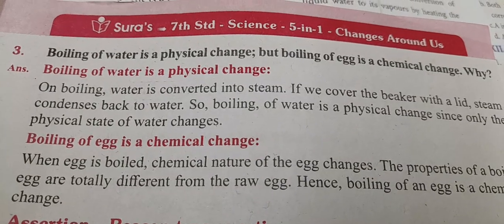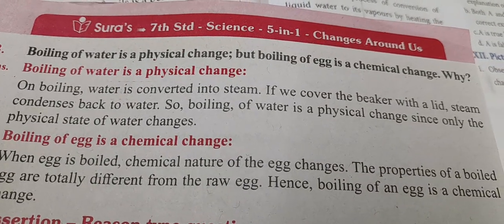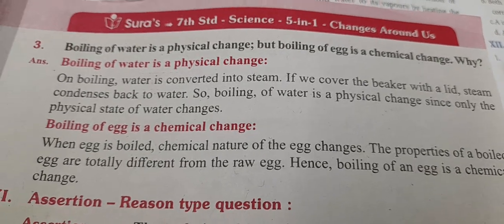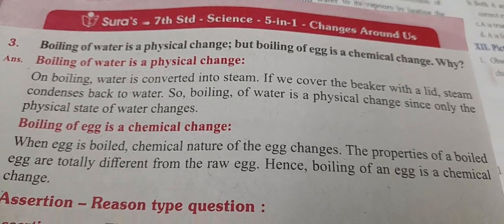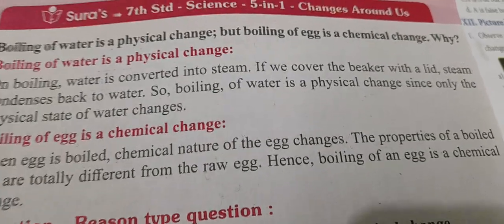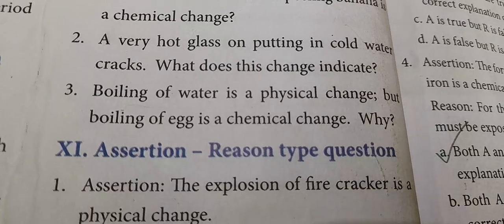Boiling of an egg is a chemical change. When an egg is boiled, the chemical nature of the egg is changed. The properties of a boiled egg are totally different from the raw egg. Hence, boiling of an egg is a chemical change. Assertion and reason type of questions.